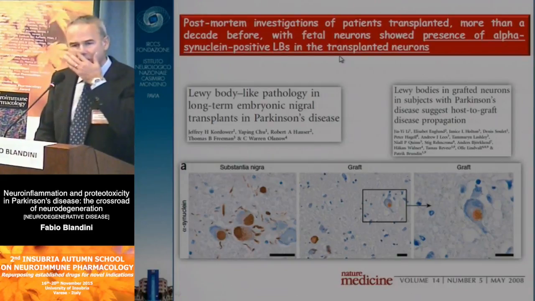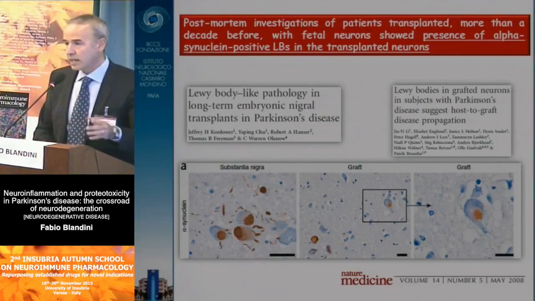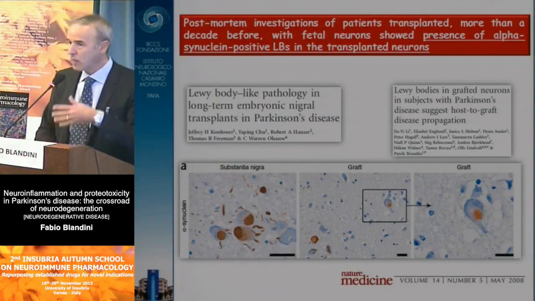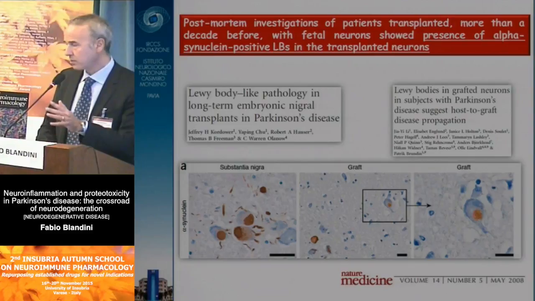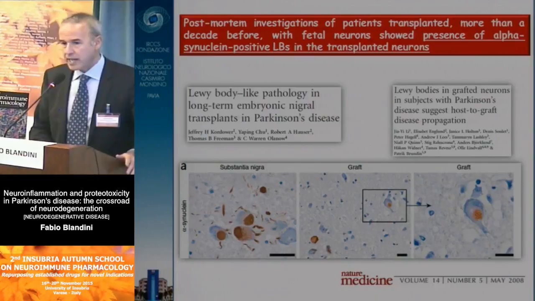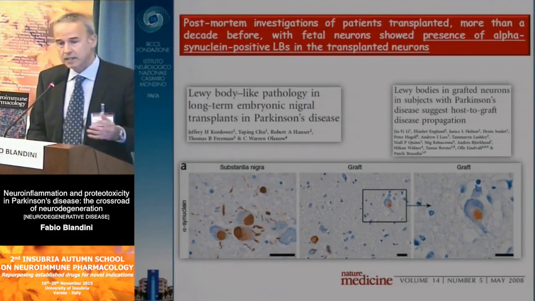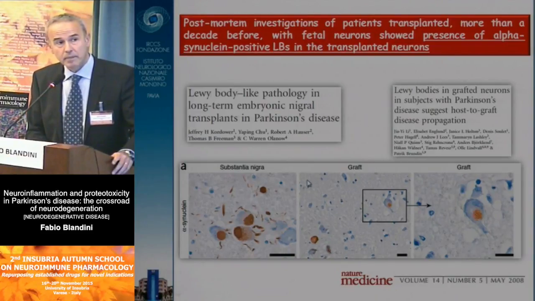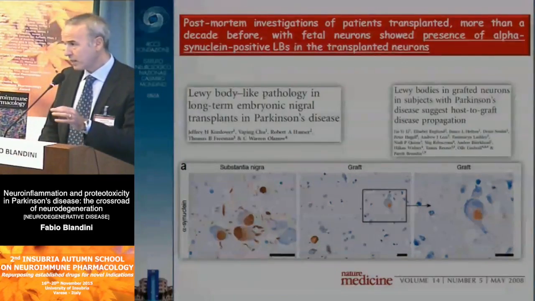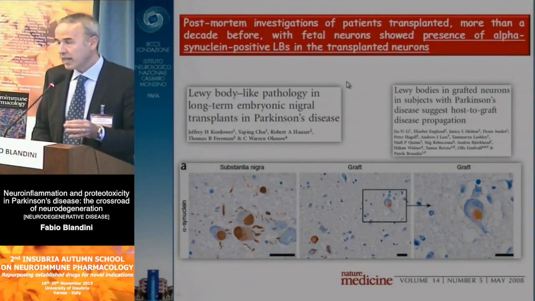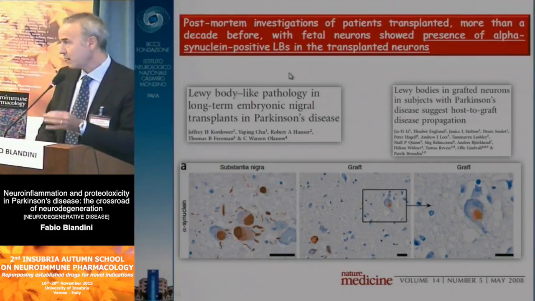There was a time between the end of the 80s and the beginning of the 90s in which there were various attempts at surgical treatment for Parkinson's disease with fetal transplantation. So not stem cells, but fetal cells, cells that were already differentiated into dopaminergic neurons. Some of these patients passed away with time and their brains were collected, and the incredible discovery was that dopaminergic cells had been transplanted into the striatum. Well, Lewy bodies, alpha-synuclein positive Lewy bodies, were found in the transplanted neurons.